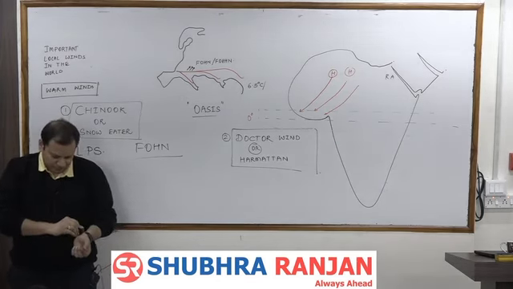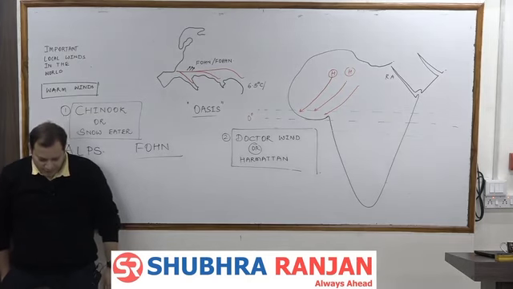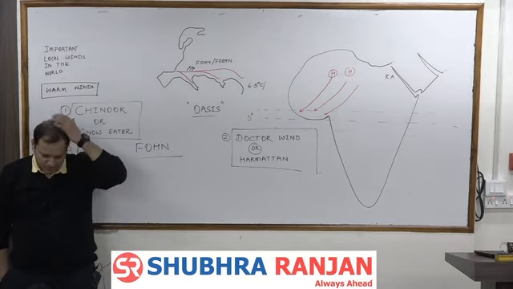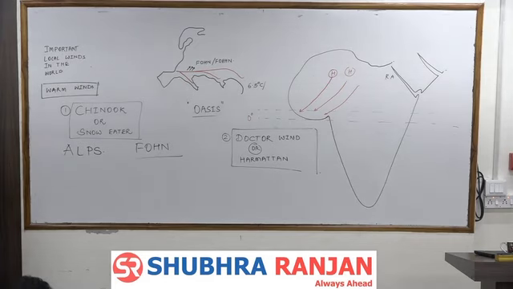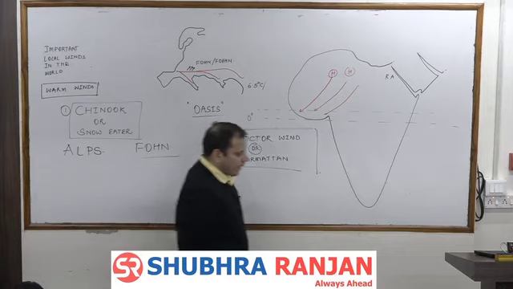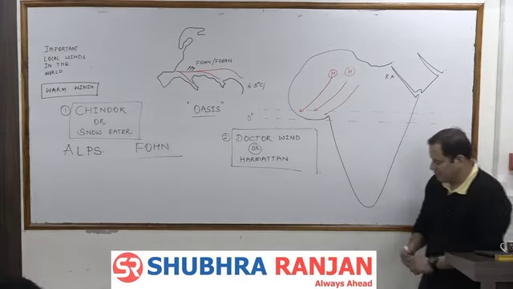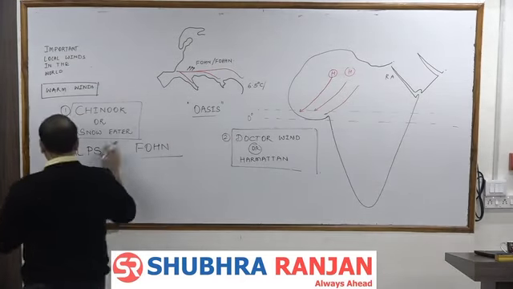Next point. This region of Africa experiences extremely hot and humid climate. Because it is located in equatorial belt.